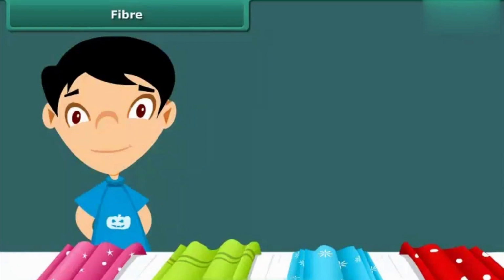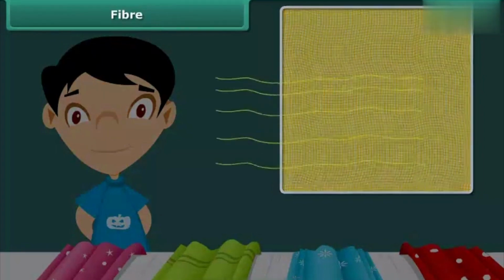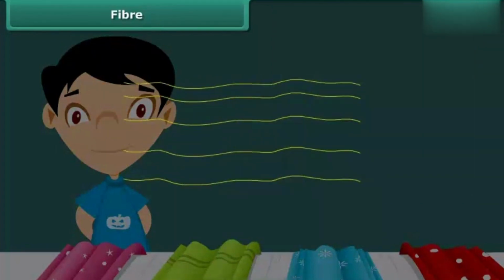Fiber. Have you ever had a closer look at a fabric? If yes, you must have seen many yarns in it. These thin yarns are made up of still thinner strands called fibers.